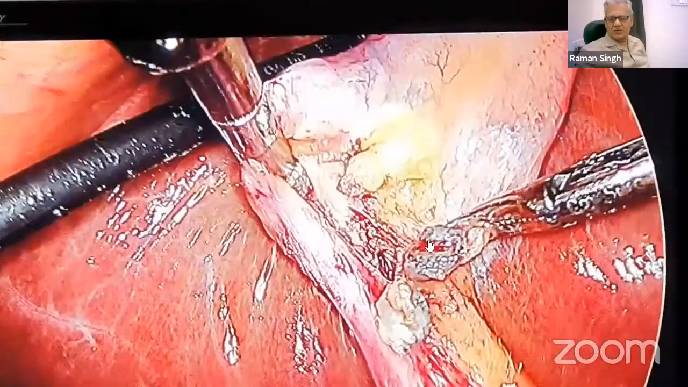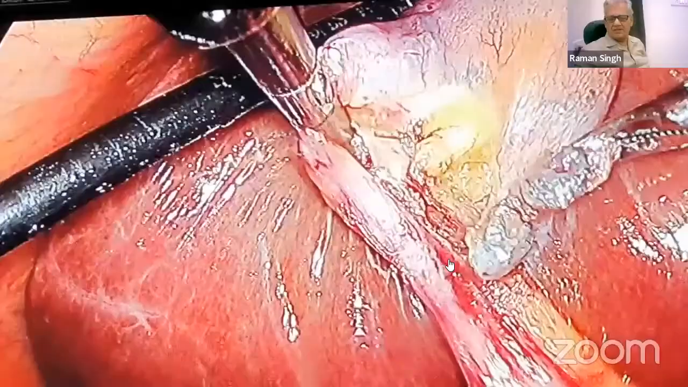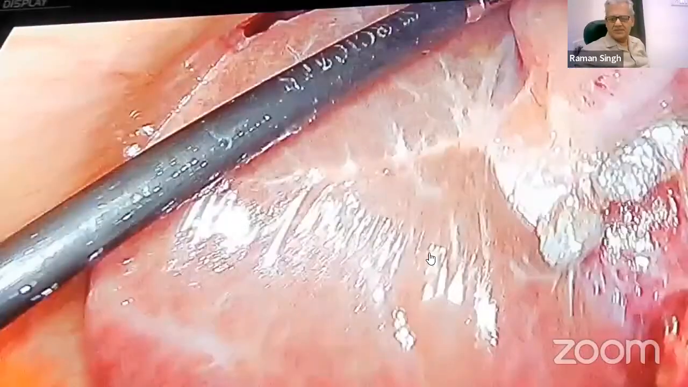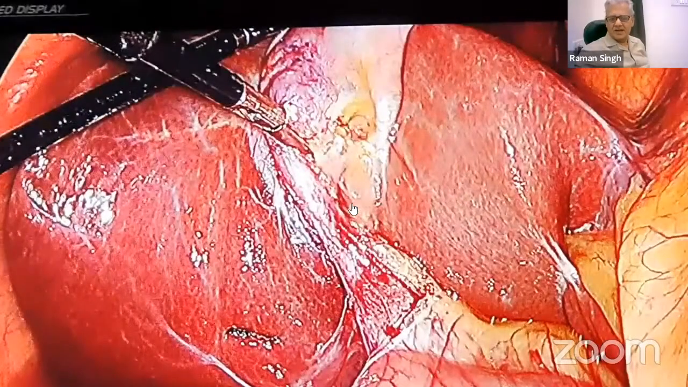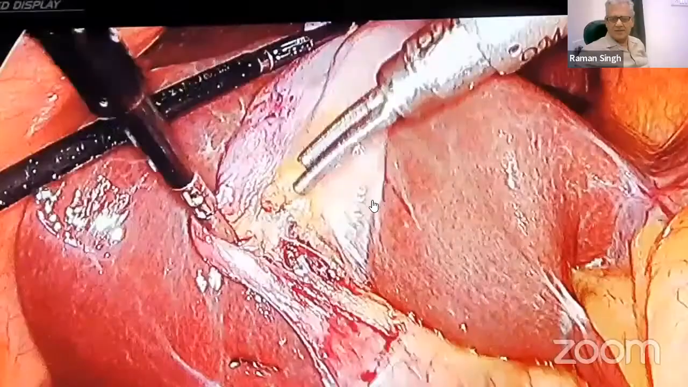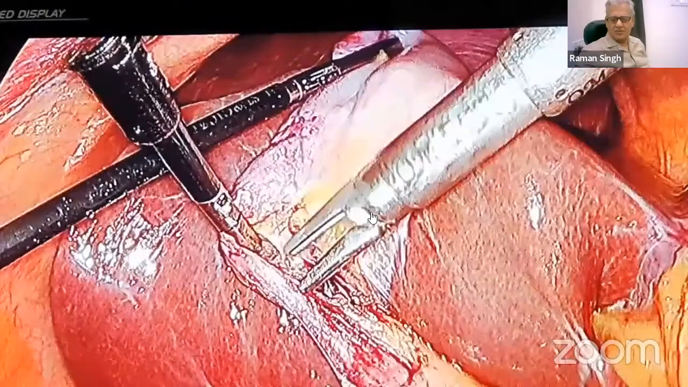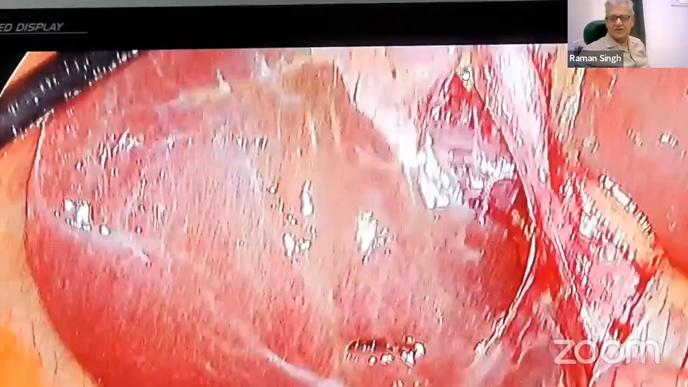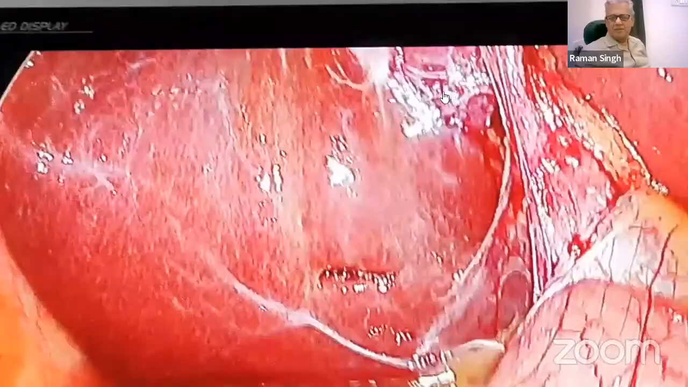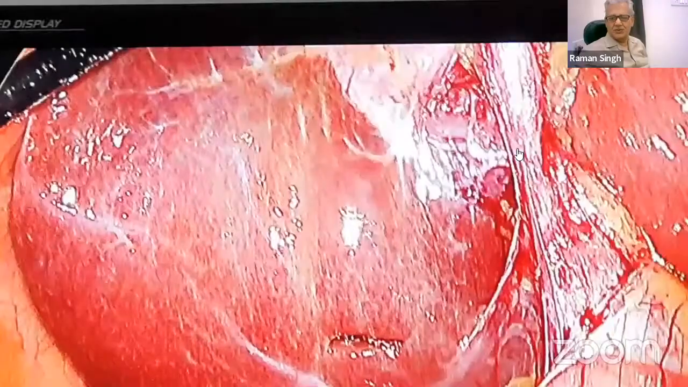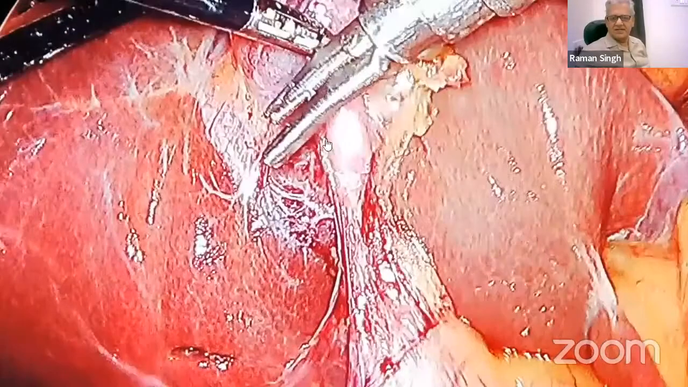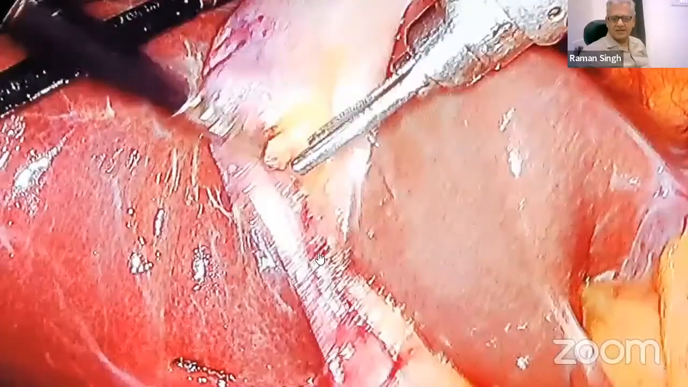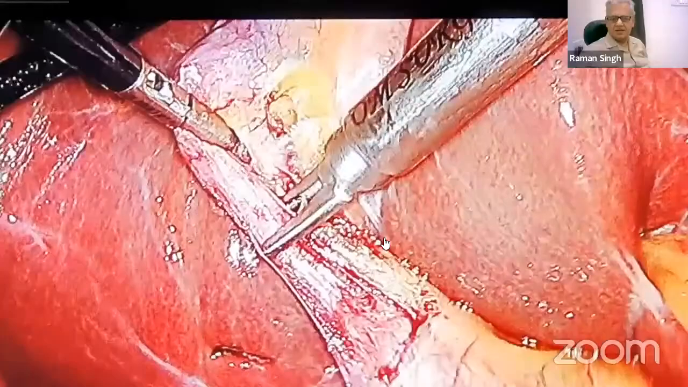Now this is a gland. This gland is the gland of Lund. This was hampering the field of surgery, so I just cauterized and removed this. And then after making the window, this is the posterior window. We should make a big window and be sure that there should not be any important structure. This is the Calot's triangle. This triangle is the Calot's triangle.